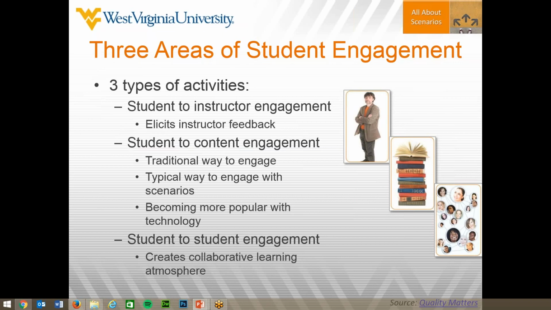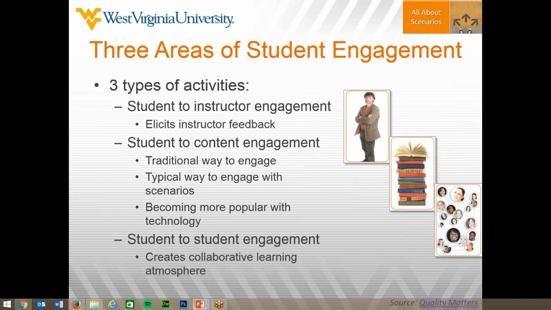So in these scenarios, we're also looking at 3 areas of student engagement. This is something you might find familiar if you're used to Quality Matters. So 3 types of activities are student to instructor engagement, which elicits feedback from the instructor to the student, and student to content engagement. This is something that is typical of all online courses and so forth.